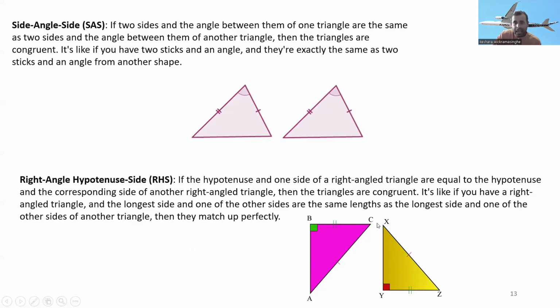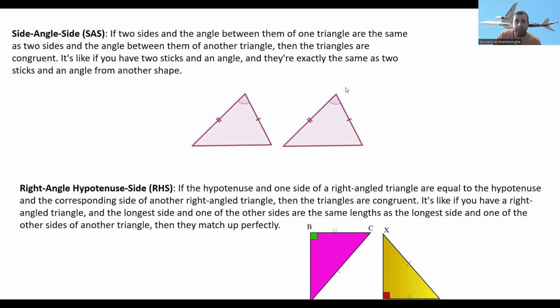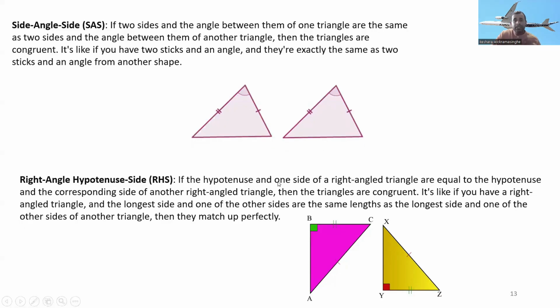Right, so the right angle, hypotenuse, side. Okay, right angle, hypotenuse, side. You can see this is the hypotenuse, right? I told you, the hypotenuse is the opposite side of the right angle in a right angle triangle. So if the hypotenuse and one side of a right angle triangle are equal to the hypotenuse and the corresponding side of another right angle triangle, then the triangles are congruent. In this situation also the triangles are congruent.